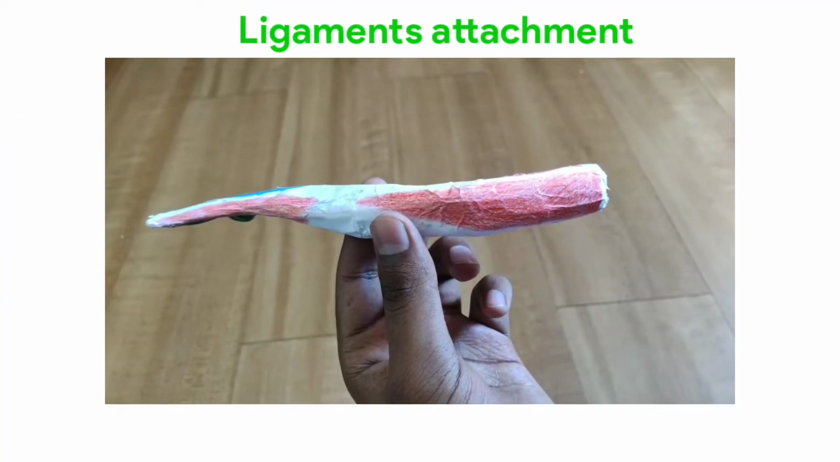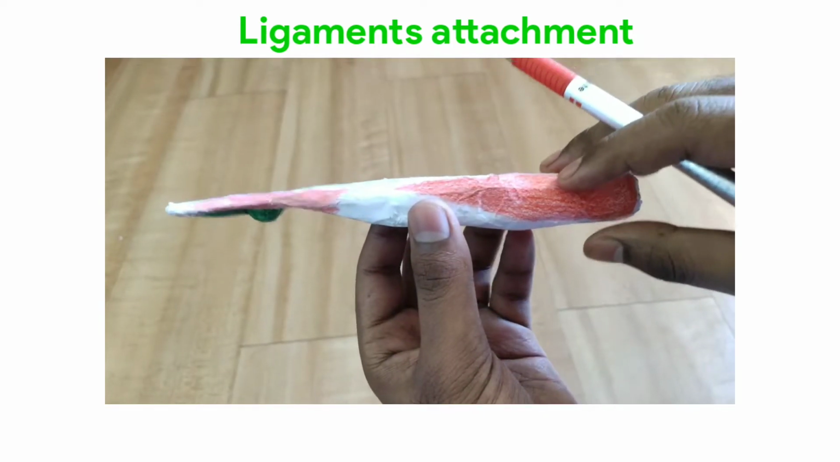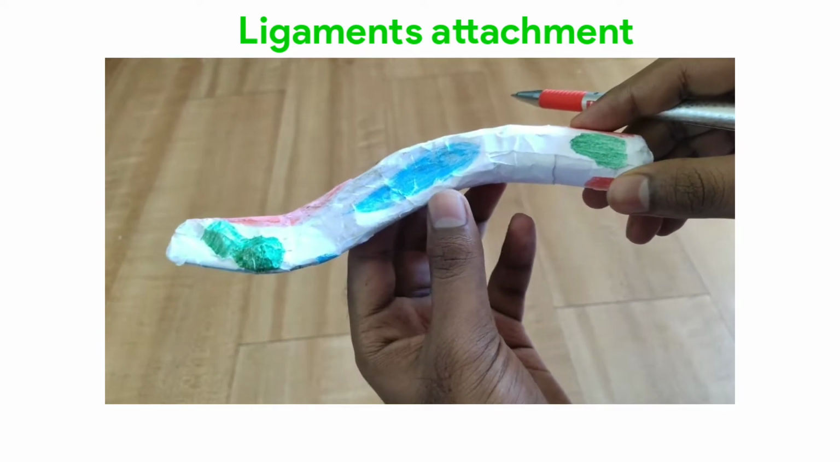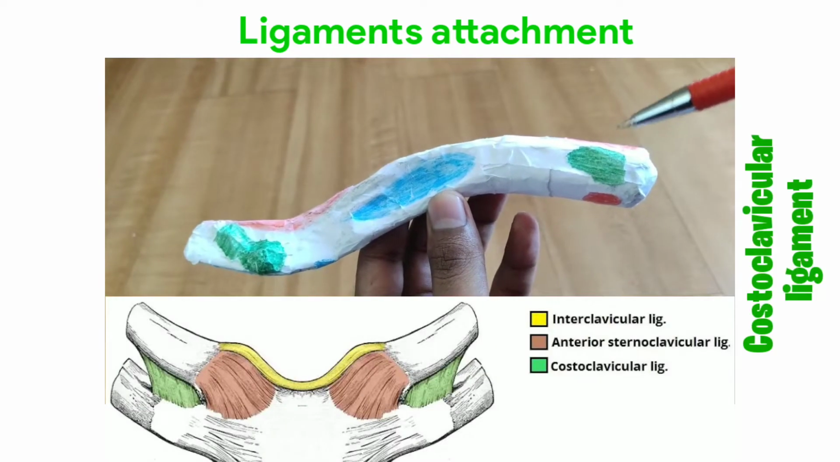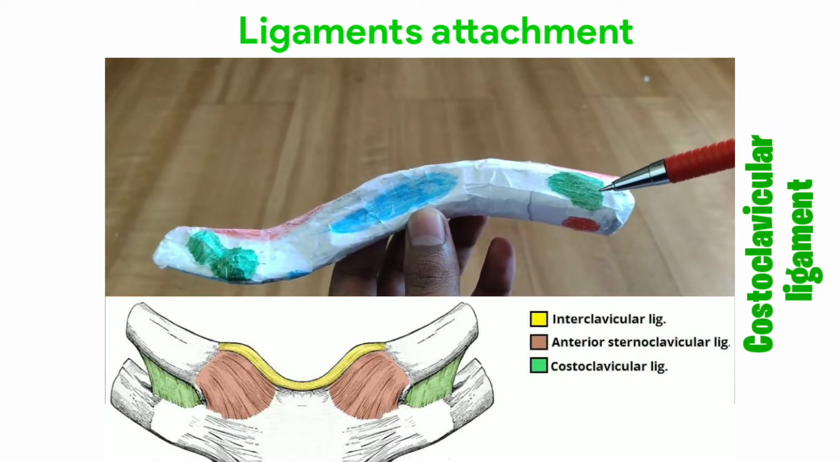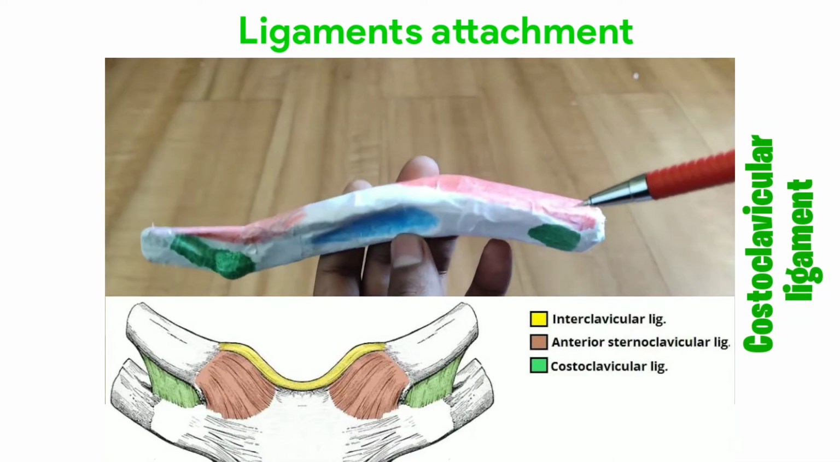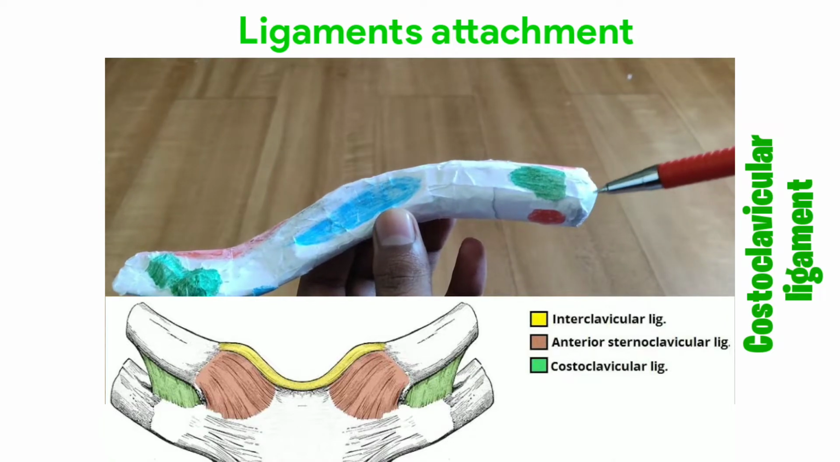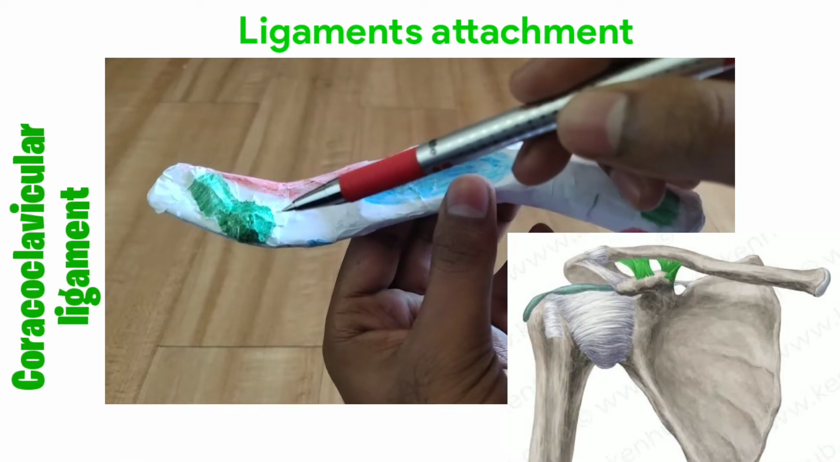Now let's move on to ligaments which are attached on the clavicle. There are only 2 ligaments which are attaching on the clavicle. The first ligament is the costoclavicular ligament. The costoclavicular ligament will attach on the impression which is present in the inferior surface of the clavicle in the medial end. The next ligament is the coracoclavicular ligament.